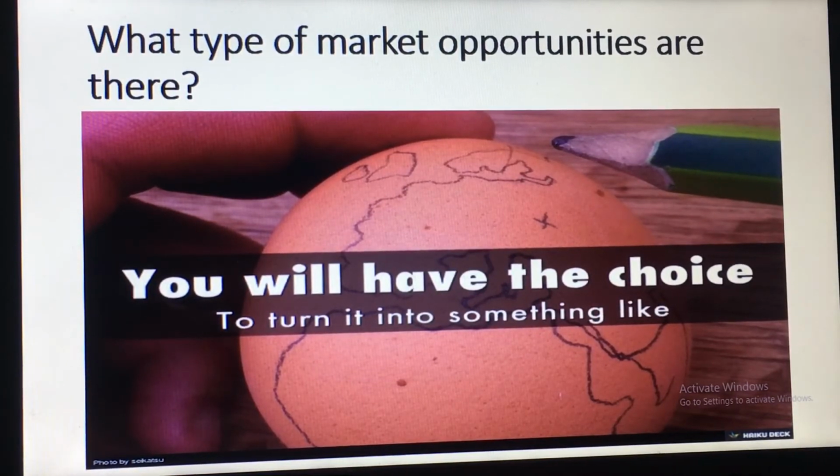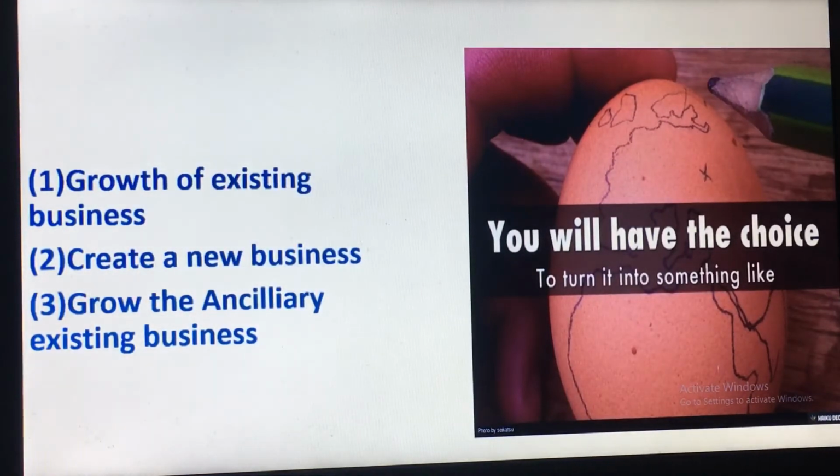First, we will know about the growth of existing business. Then we will know whether we should create a new business or grow the ancillary existing business. So, in the first case, when we are analyzing that we should make growth in the existing business, we achieve growth by increasing and focusing effort to improve the existing business. This growth may come in the form of an increase in market share, a shift in pricing, or geographical expansion.